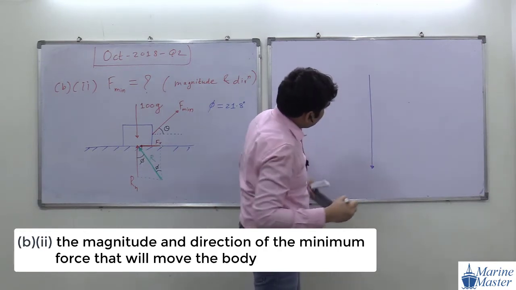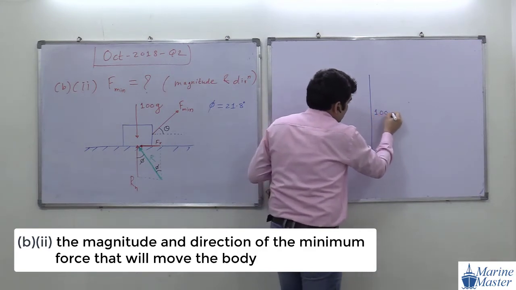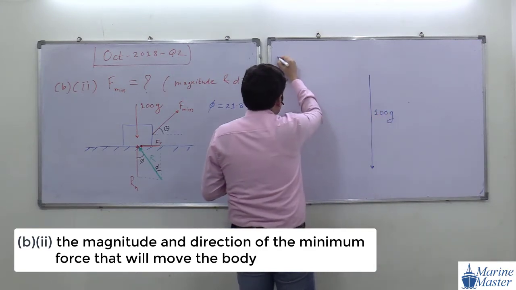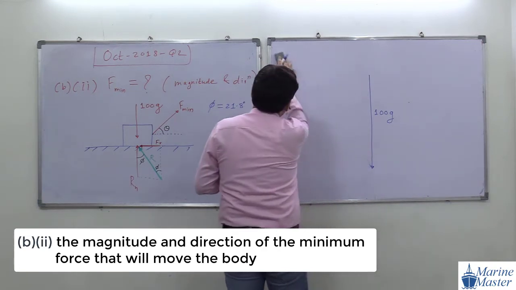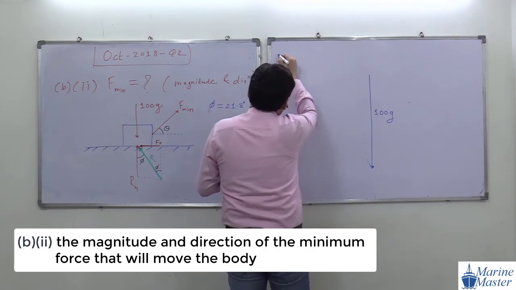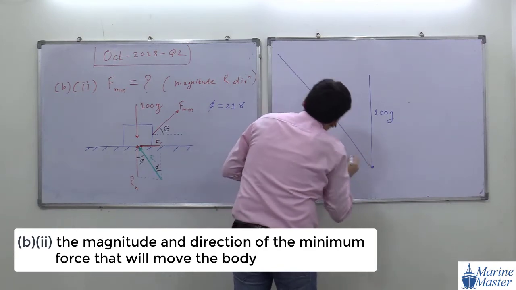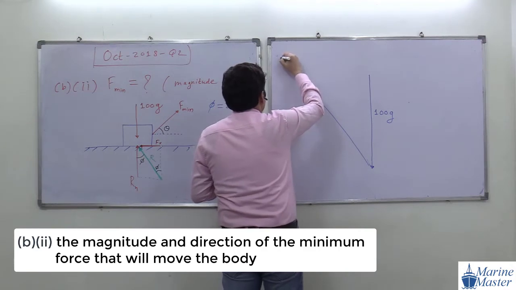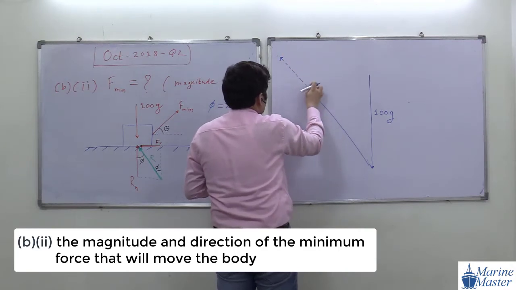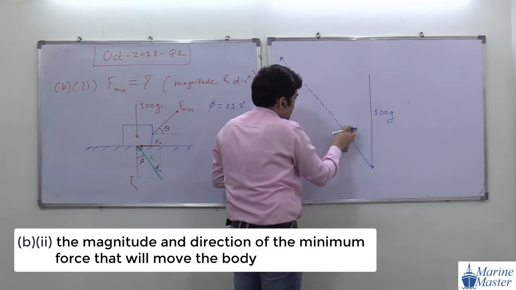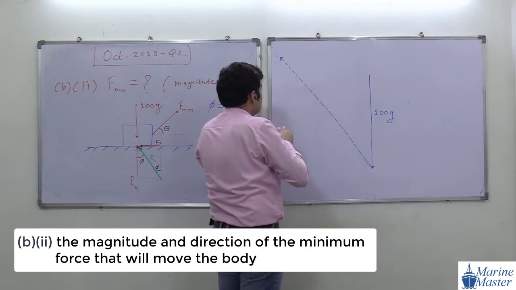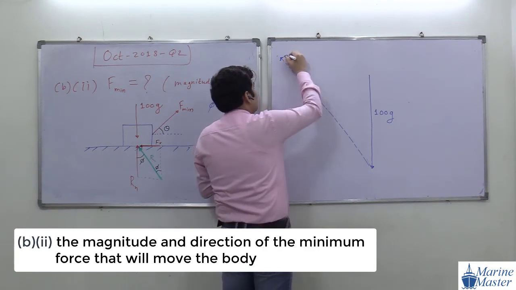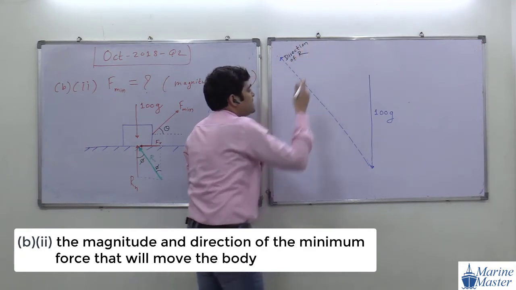So this is our weight, 100 G. This will be what, guys? The resultant reaction. We don't know where it will end, so we are going to make it dotted. What will we say? This will be the direction of resultant reaction R.